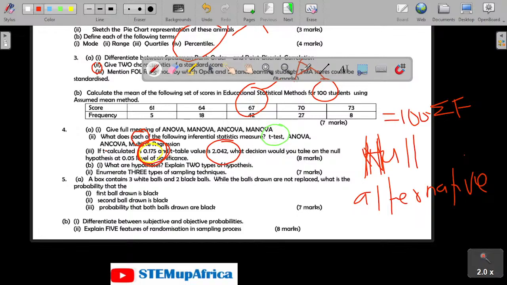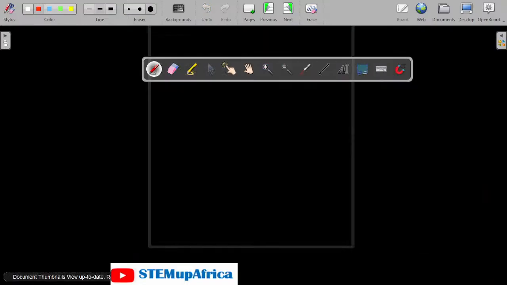That is hypothesis. And they have two types. We have the null hypothesis and the alternative hypothesis. Those are the two types of hypothesis, null and alternative. Okay?